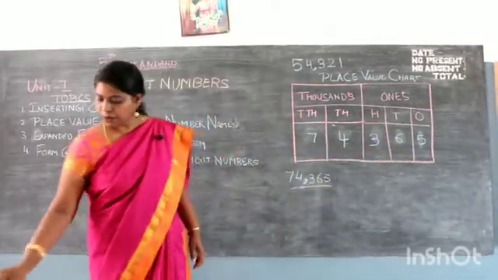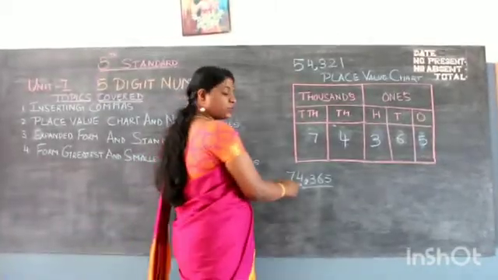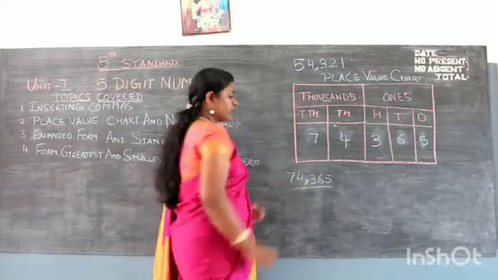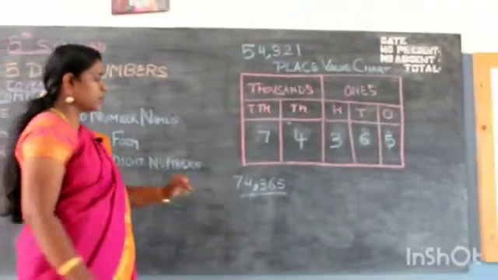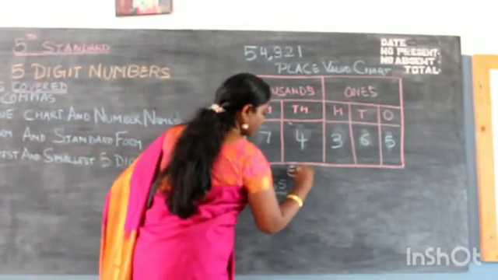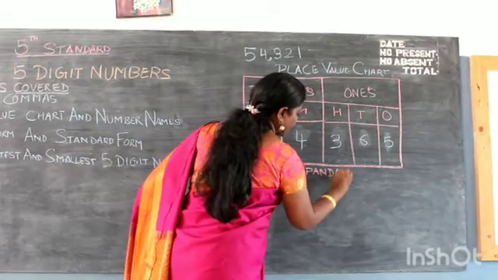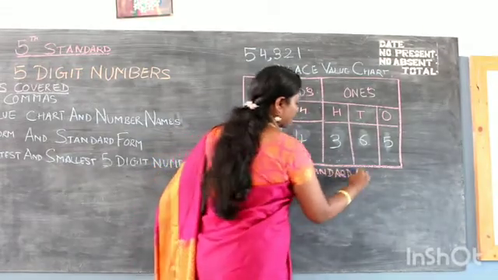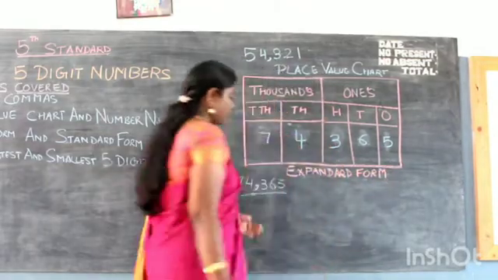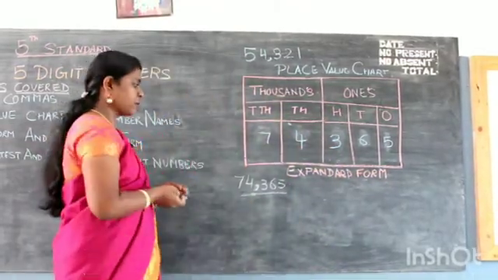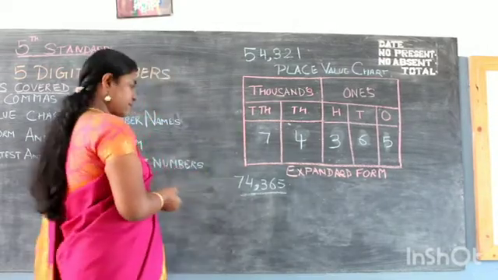Now look at this number, 74,365. To write the expanded form for this particular number, what are we learning here? Expanded form. For the same number, expanded form. This time we are going to start from the left side.